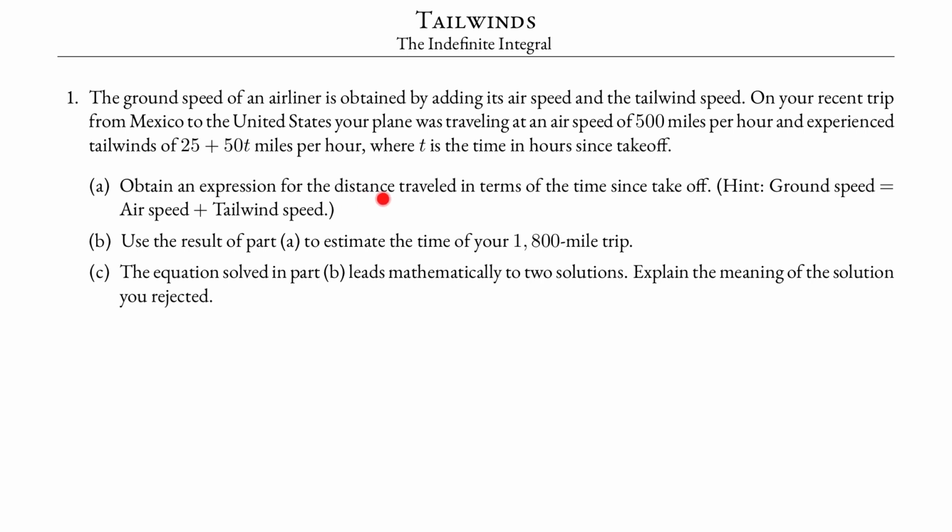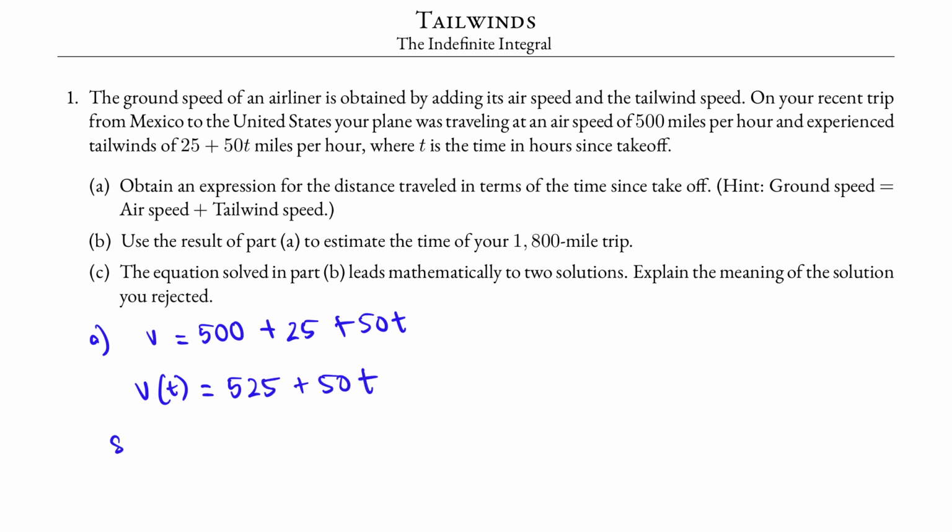We measure the distance if we know the position, but the relationship between the position and the speed is that the distance or the position is the antiderivative of the speed. And so first, we would need to find the velocity. The velocity, or in this case, the ground speed, is the airspeed, 500, plus the tailwind speed, which is 25 plus 50t. Simplifying this, we have the velocity as a function of time t: 525 plus 50t.